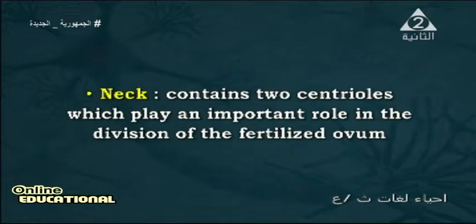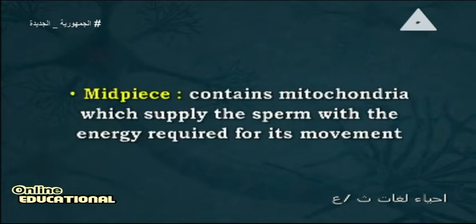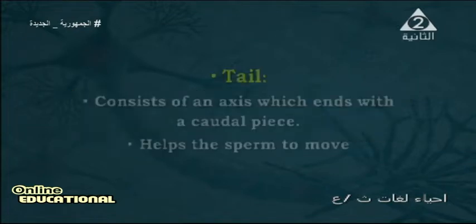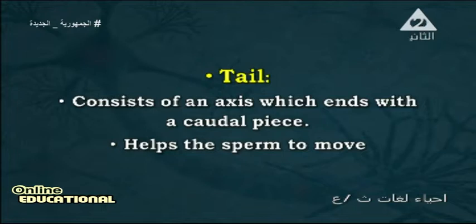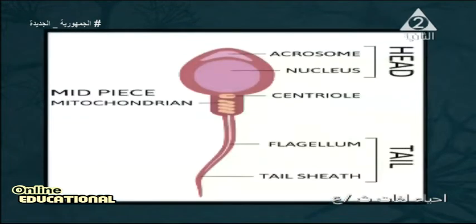sperm inside the ovum. Neck contains 2 centrioles which play an important role in the division of the fertilized ovum. Okay, midpiece is a part of the sperm which contains mitochondria which supply the sperm with energy. This energy is required for the movement of the sperm. The tail of the sperm consists of an axis which ends with a caudal piece that helps the sperm to move. Okay, this is the structure of the sperm: head, tail, and this is the midpiece which contains mitochondria.